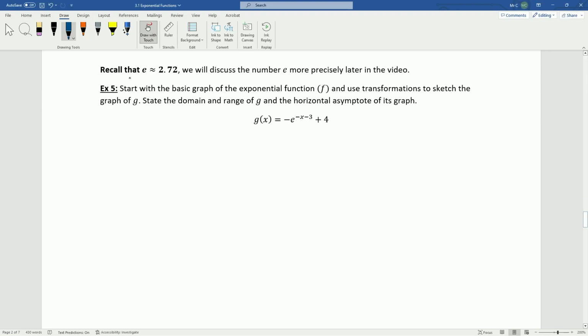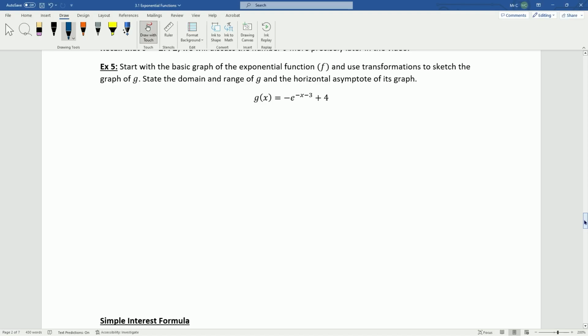Okay, so first recall that the number e is just a number that's approximately 2.72. We're going to discuss this number more precisely later in the video, so you have some background as to why we care about the number e, why we gave it a special name. But we'll wait to get to that, and for now, we'll just go ahead and graph an exponential function that's got base e and work on the graphing. So we start with our basic graph, y equals e to the x.